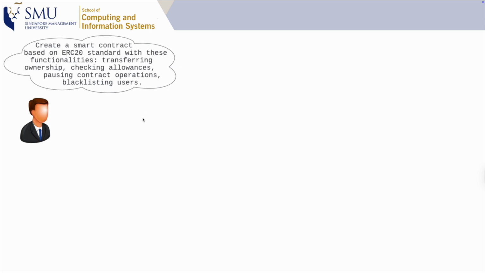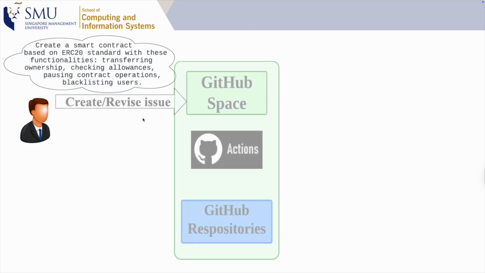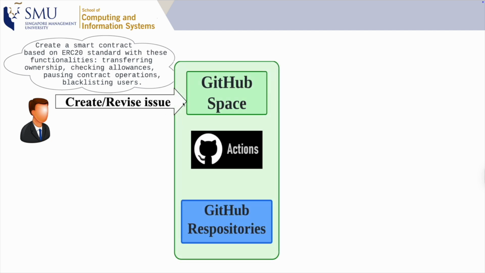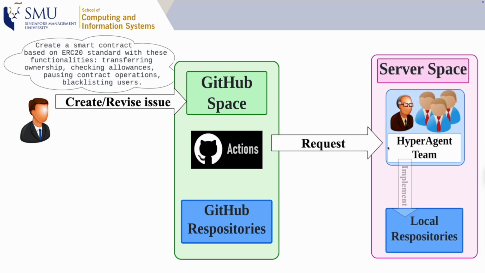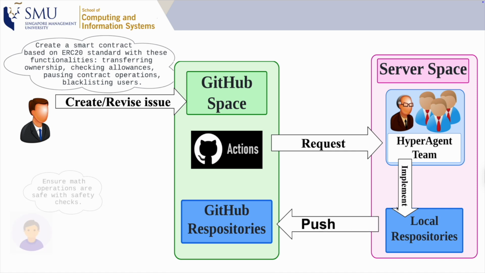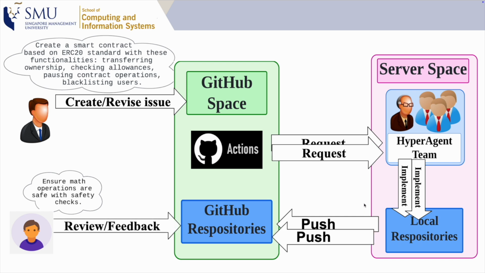When you have a new software idea, you create a GitHub repository, set up our GitHub action, and then create an issue describing your requirement. The action listens for these issues, calls our server to generate the software, and pushes it to your repository. You can then review the code and request revisions by updating the issue until you're satisfied.